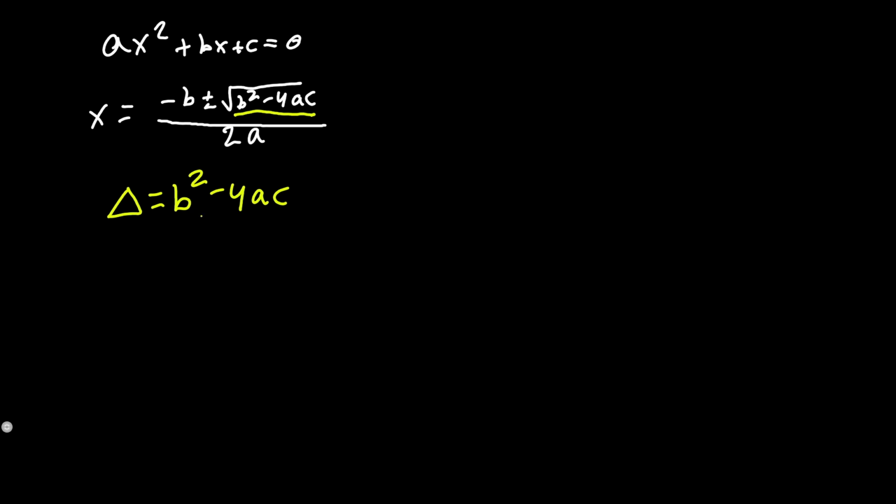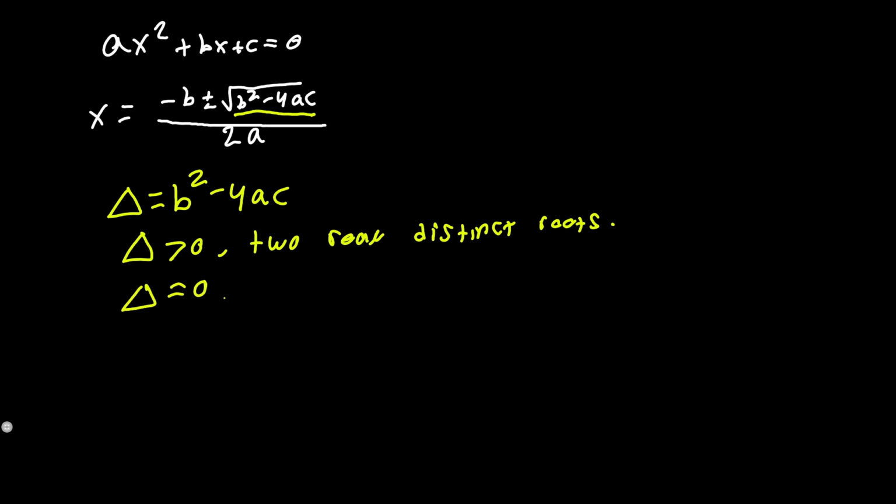So we see here that if our discriminant is positive, greater than 0, then the quadratic has two real distinct roots. If our discriminant is equal to 0, then the quadratic polynomial has only one real root, which is a repeated root.